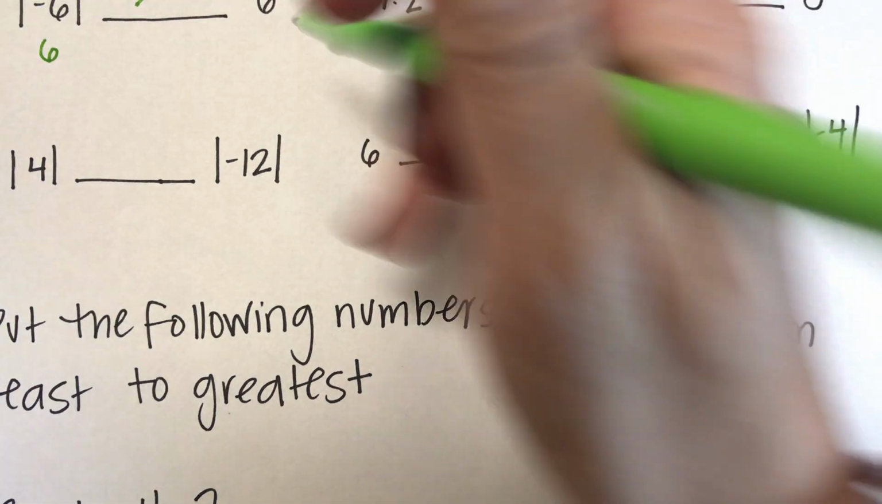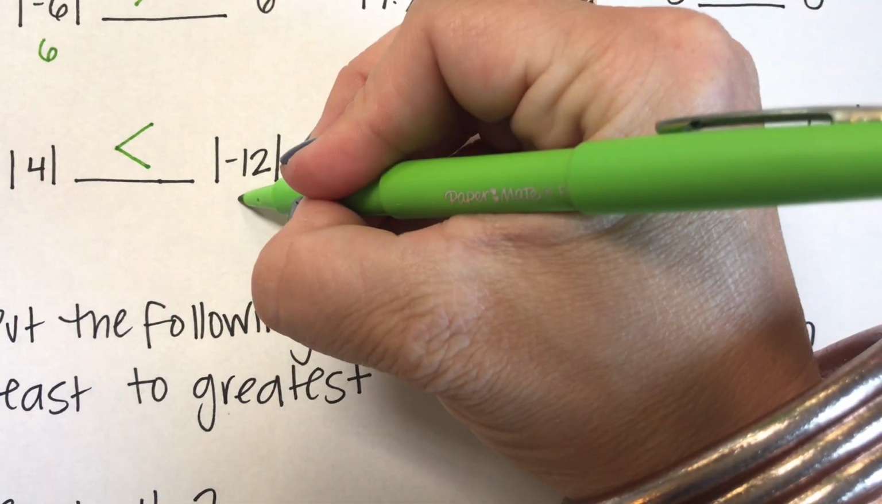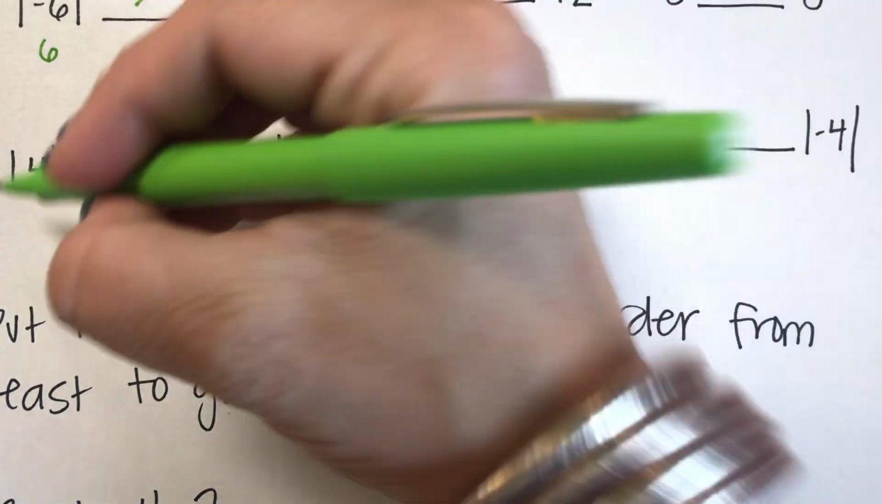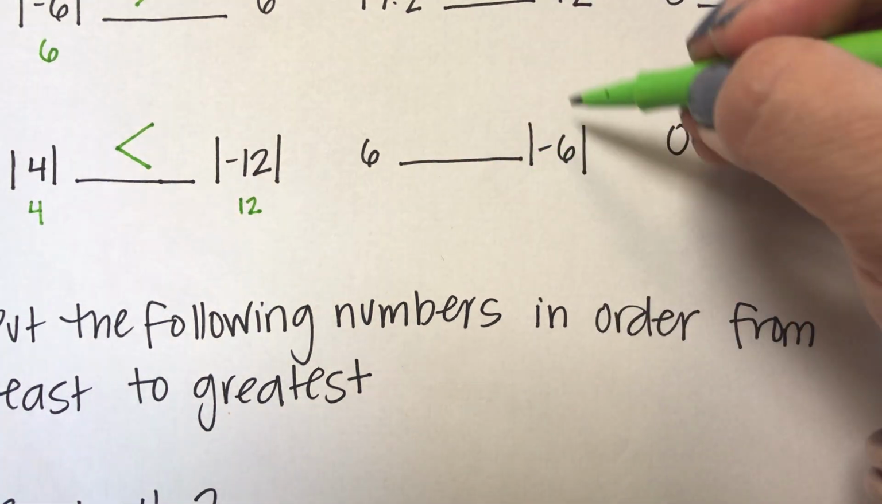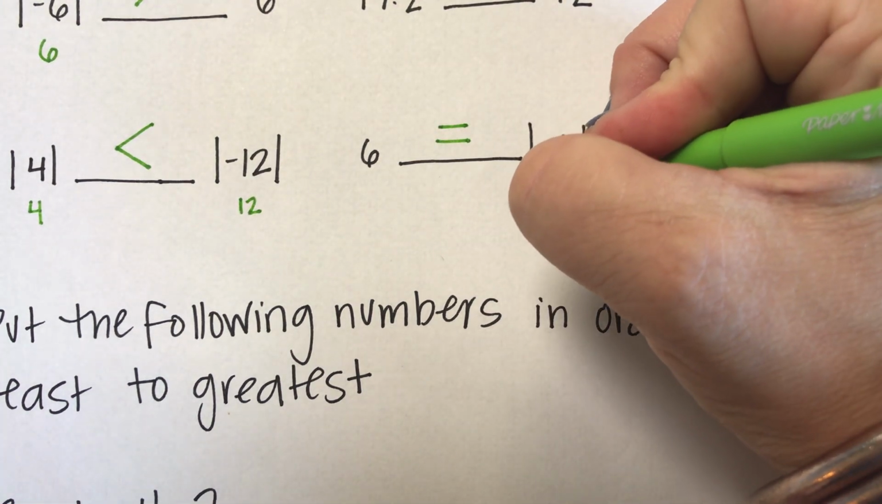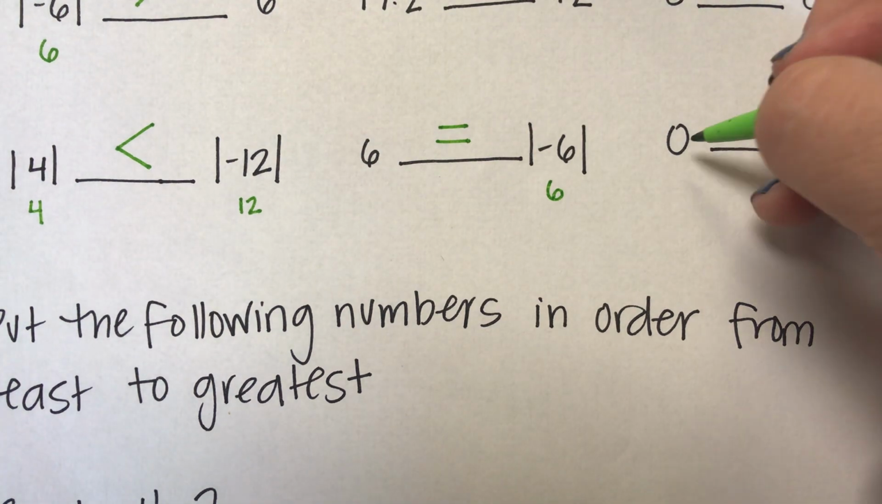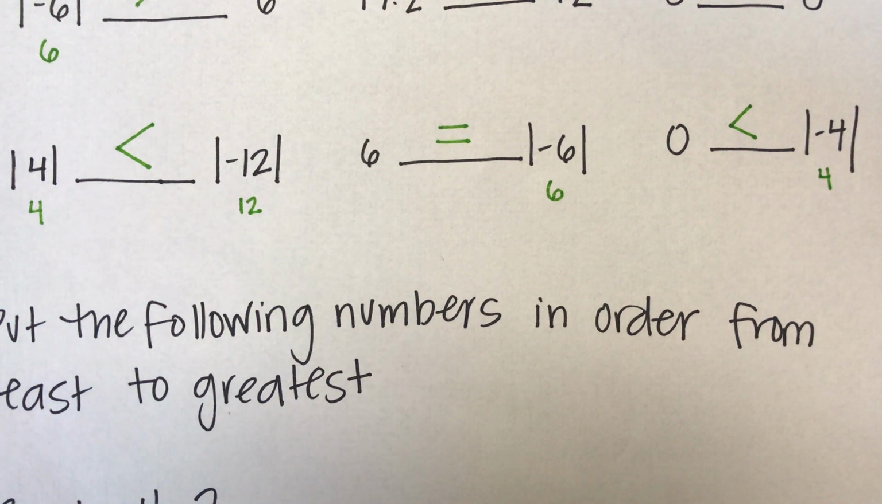Okay, on this one, 12 is greater than 4. The absolute value of -12 is 12. The absolute value of 4 is 4. On this one, you should have put equal to. The absolute value of -6 is just 6. And over here, it's the absolute value of -4 because that's 4. And 4 is greater than 0.